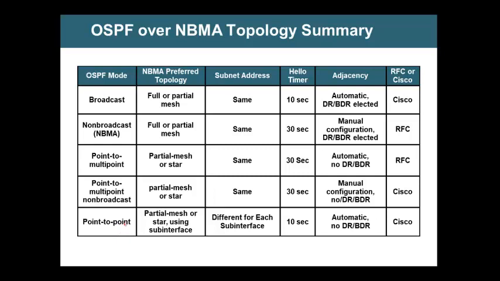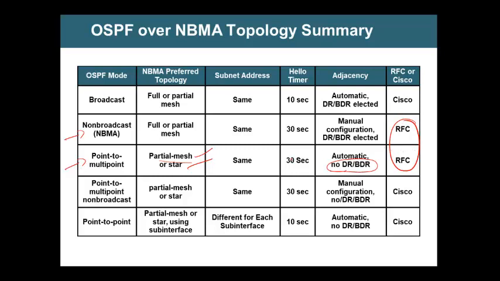And the good news is there is no DR-BDR election, so it is okay to use in any topology. It need not be a full mesh. In hub and spoke or partial mesh, this can be used. Why did I start from here? Because this is default. Why did I go to this one? Because this is also an RFC standard.